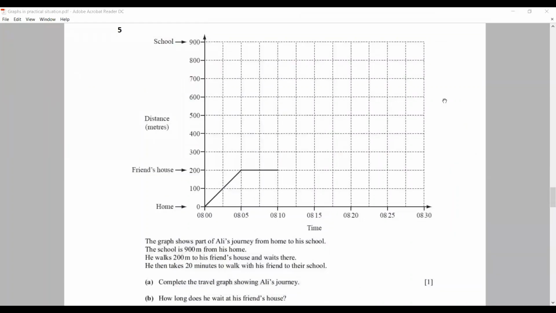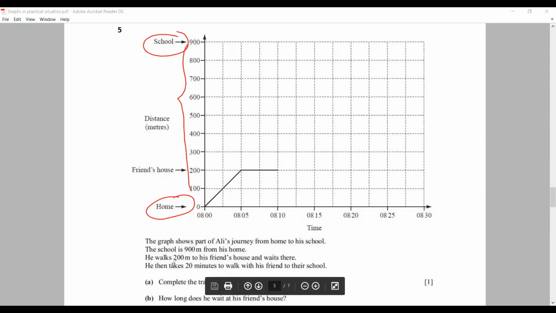Now this is a distance versus time graph. We have to be very careful. So let's start with the question. The graph shows part of Ali's journey from home to his school. Okay, this is home. This is the school. Okay, so that is 900 meters apart. He walks 200 meters to his friend's house and waits there. He then takes 20 minutes to walk with his friends to their school.